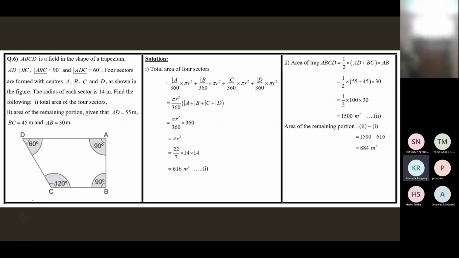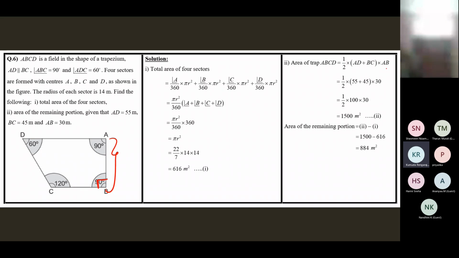And distance is the perpendicular distance. So since it's already 90 degrees perpendicular distance, into AB, here you don't have to find the distance between the parallel sides. AB itself is the distance between the parallel sides. So you can find the area of the trapezium easily because you know AD, BC and AB.